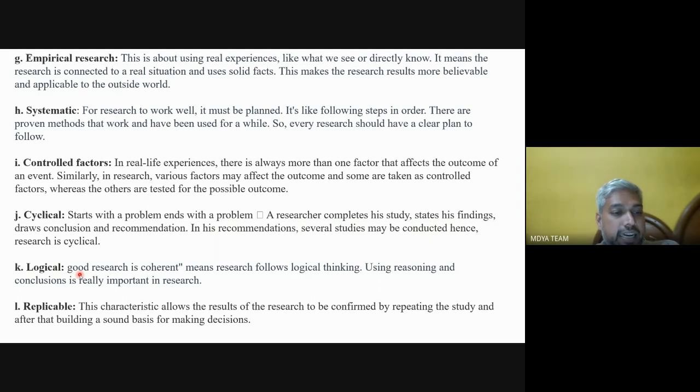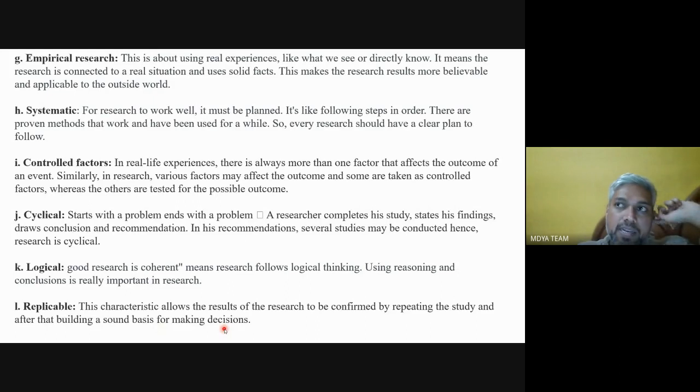Another characteristic is logical. Good research is coherent, which means research follows logical thinking. Using reasoning and conclusion is really important in research. That is why it is logical and replicable. This characteristic allows the results of the research to be confirmed by repeating the study, building a sound basis for making decisions.